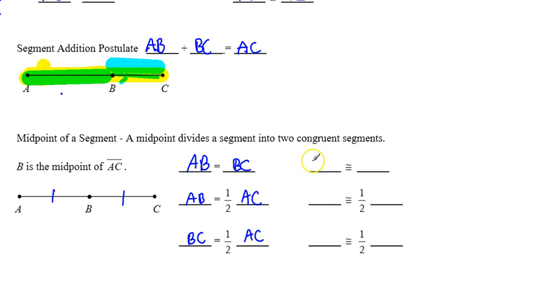And all of those things we can do interchangeably with congruent, but when we do it with congruent, we're just going to add those segment bars onto the top. So segment AB is congruent to segment BC.